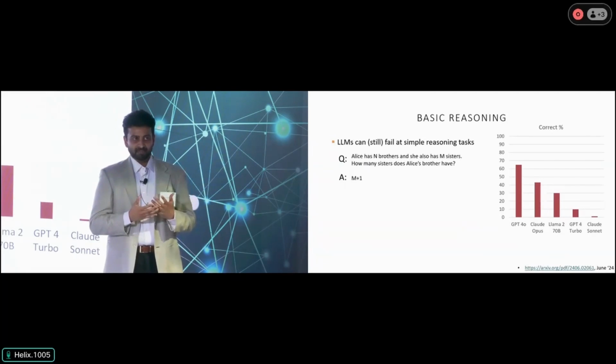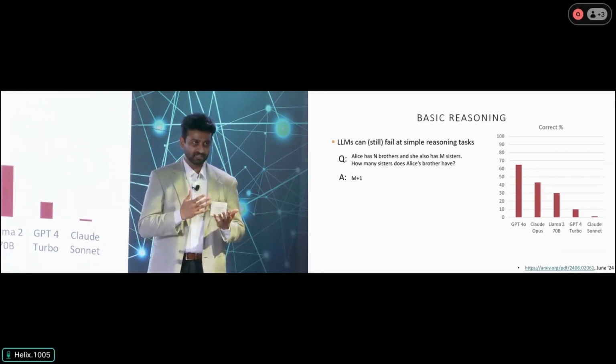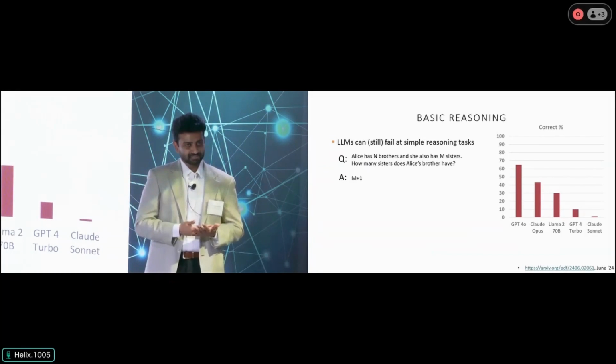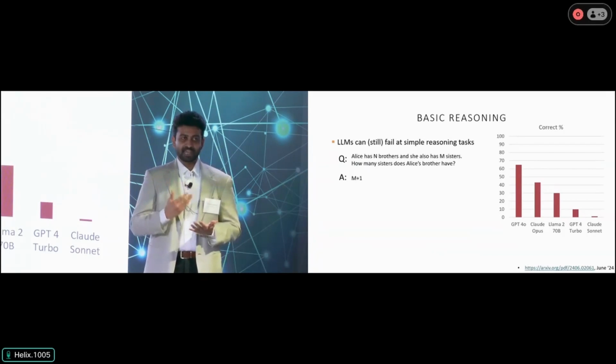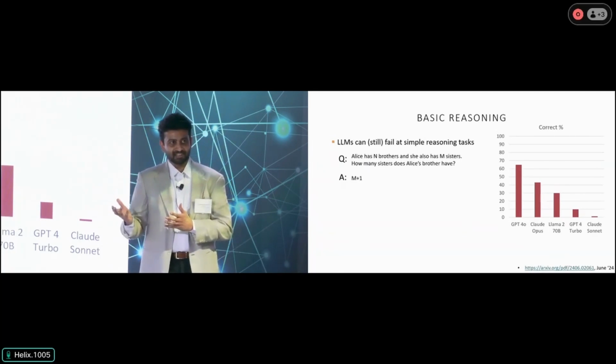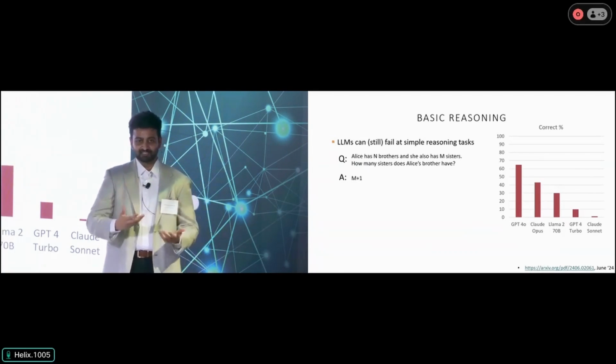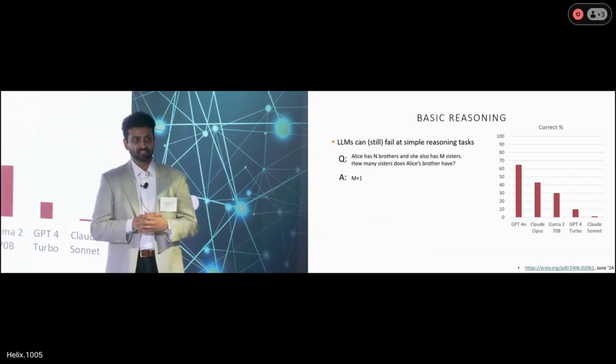So there's a recent paper that tested it on what's called an Alice in Wonderland benchmark. The Alice in Wonderland benchmark basically says Alice has n brothers, and she also has m sisters. How many sisters does Alice's brother have? If you think through it, you'll know it's the number of sisters plus 1 because Alice is another sister. So it's kind of easy for us to decode that.